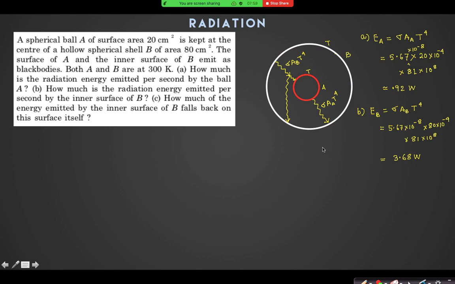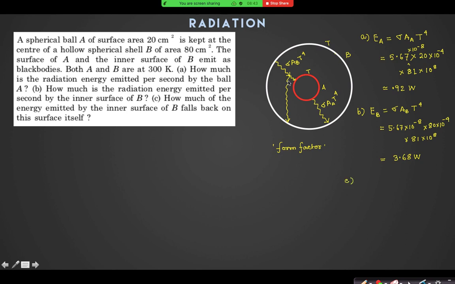Now the third question says how much energy falls back on the surface itself. We take a factor F, which is falling on the body. That factor is known as the form factor. Someone was asking me on WhatsApp what is the name of this factor. We can solve this question by form factor definitely if you know. But if I do not have any idea about form factor, as I told you, it is not in the scope of your syllabus, so I can also find it by this method.